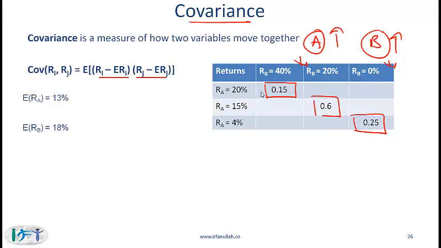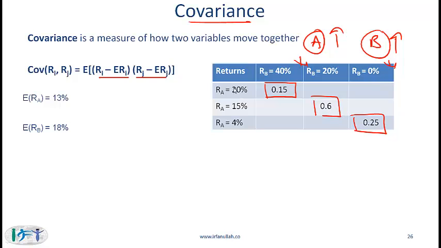Simply looking at these numbers, when the economy is good, both stocks do relatively well, and as the economy weakens, the performance is not as good. So just at a high level, it seems like the covariance is going to be positive. Let us now look at calculating the actual covariance number.